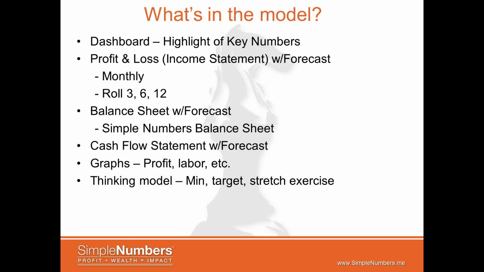So what's actually in the model? First of all, we start off with the dashboard where it's going to highlight key numbers. Initially, we always start off with rolling 12 profitability, direct and management labor efficiency, operating expenses as a percentage of sales, core capital target, or where you stand on your core capital currently, what's your salary cap.